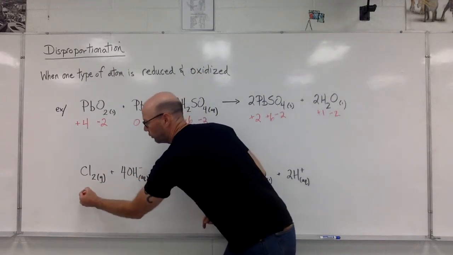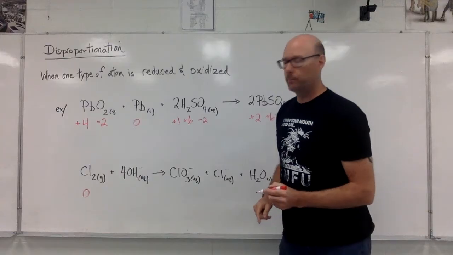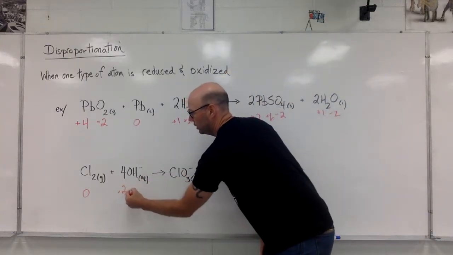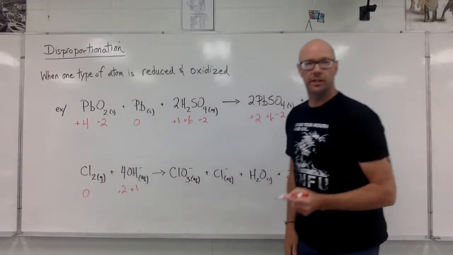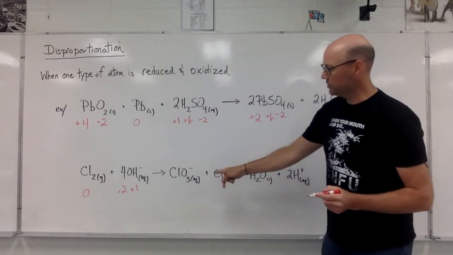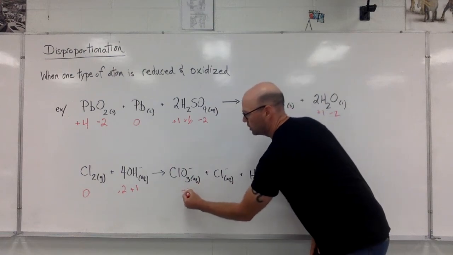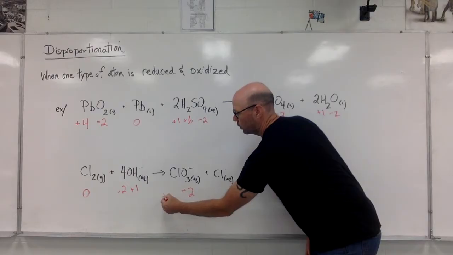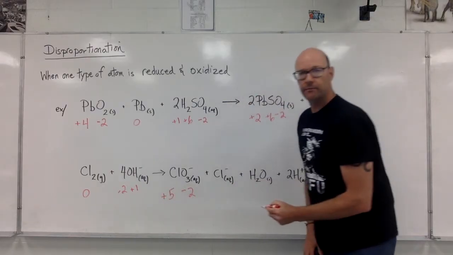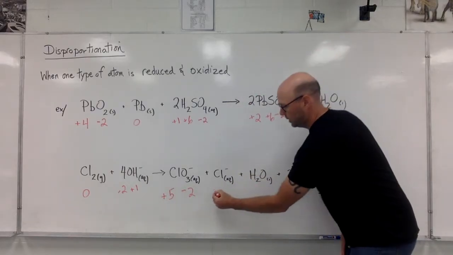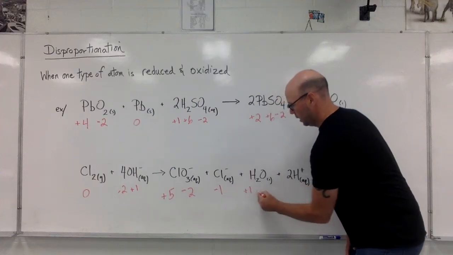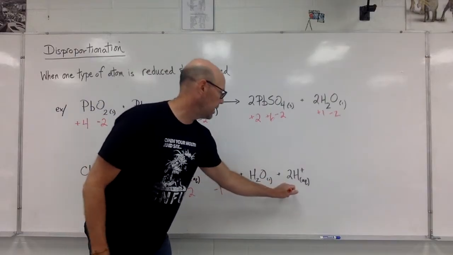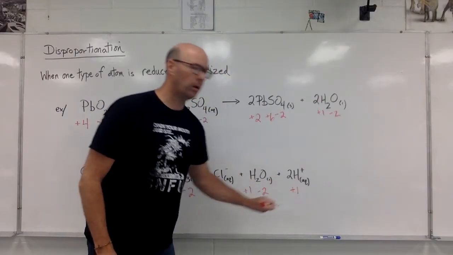A second example, I have Cl2 gas. That's the elemental form of chlorine, so give it a 0. OH, oxygen is -2. Hydrogen is +1. ClO3 minus, oxygen's -2. To have the total work out to be right, these chlorines are +5. Cl minus, -1. +1 and -2 for the water over here. And these hydrogen ions are also +1.